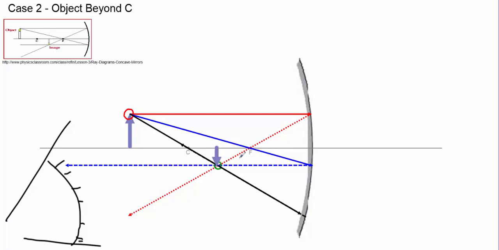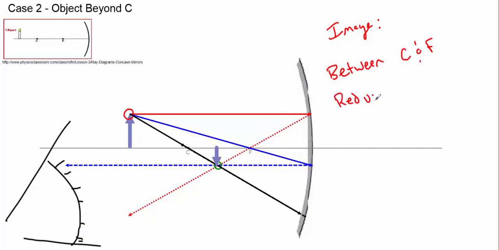So let's take a look at this. When the object is beyond C, so object is beyond C out here, but not an infinite distance away, so a finite distance beyond C, the image is, well, let's see, it's located somewhere between C and F. It's not in the dead center, it's just in between C and F. So between the focal point and the center of curvature. We can see here that the image appears to be reduced, and it is, so it's small or reduced in size. It is inverted or upside down.